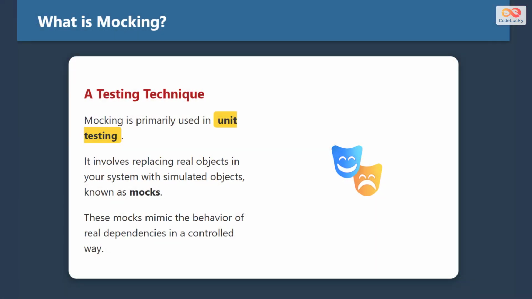First, let us define what mocking is. In the context of unit testing, mocking is the practice of replacing real objects in your system with simulated ones. These simulated objects, or mocks, act just like the real thing, but you control them completely.